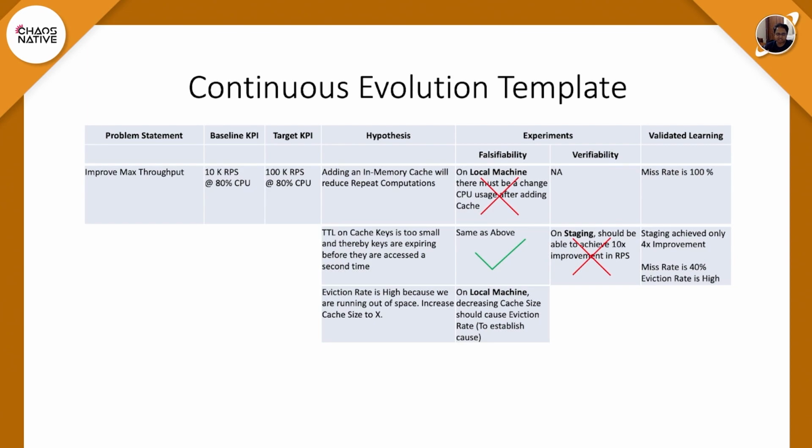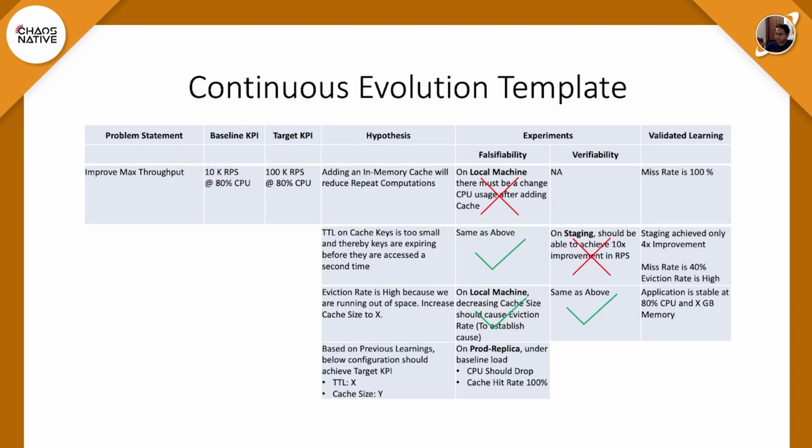Now, at least I will know that this is the problem and the hypothesis is indeed at least not falsifiable, right? Now, if that works, then I can take it to the higher environment, increase the cache size of staging, and see if I can achieve my number, right? And yes, this time I'm able to achieve 10x of staging. So great. Now, all this experimentation has put me in a position to suggest what should be the TTL, what should be the cache size on a production replica for us to achieve the 100K RPS, right?